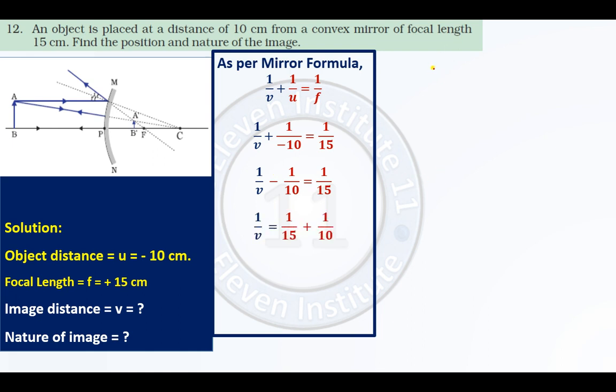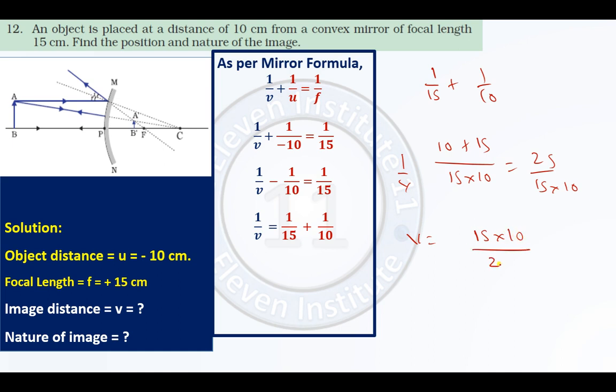Now we will take cross multiplication. So 1 upon 15 plus 1 upon 10. 10 ones are 10 plus 15 ones are 15 upon 15 tens are 150, but we will write 15 into 10 only. So 10 plus 15 will give me 25 upon 15 into 10. This is the value of 1 upon v. If I want to find the value of v, it will be 15 into 10 upon 25. Now 5 5s are 25, 5 3s are 15, so 5 2s are 10, so 3 2s are 6 will be our answer. You can see the answer is positive.